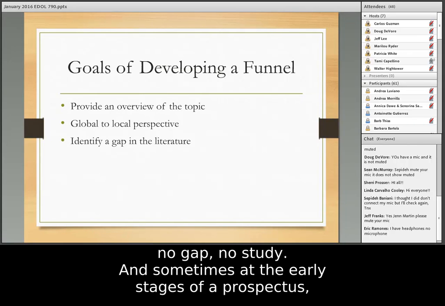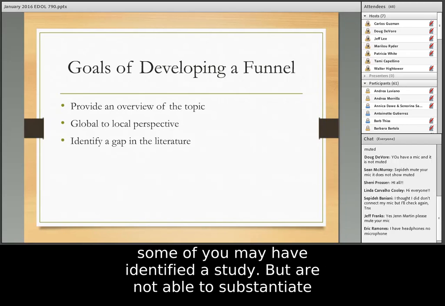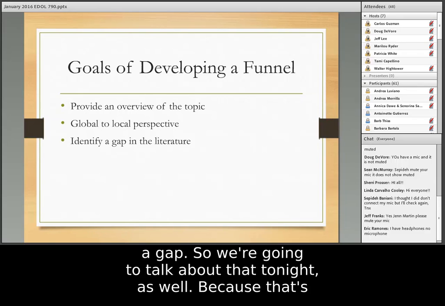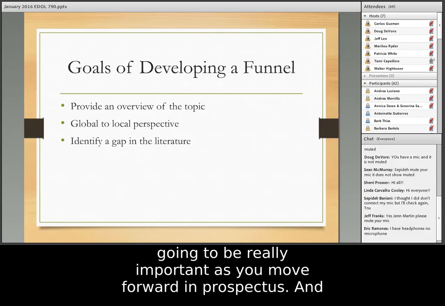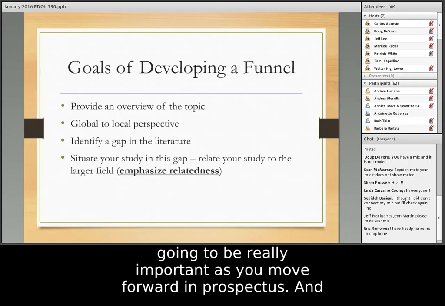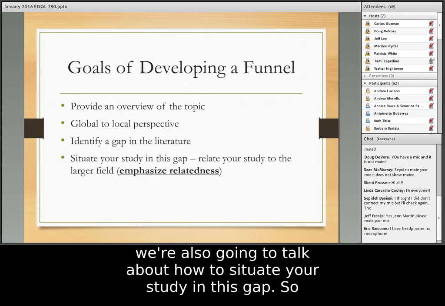Sometimes at the early stages of a perspective, some of you may have identified a study but are not able to substantiate a gap. So we're going to talk about that tonight as well, because that's going to be really important as you move forward in perspective. And we're also going to talk about how to situate your study in this gap.